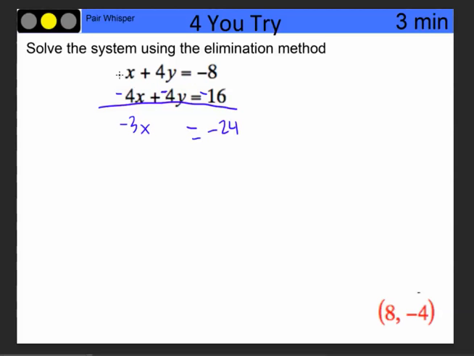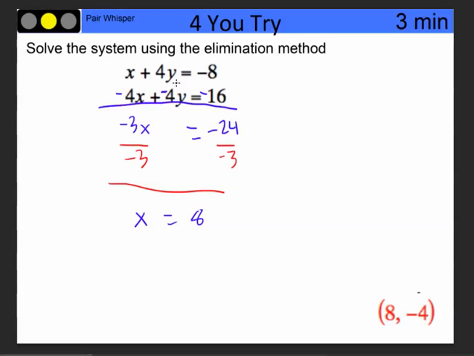So actually, I probably should have made all these other ones negative on the top, because then I would have ended up with positive 3x, which would have been a little bit easier. Alright, so now we're going to divide by -3, divide by -3, and x equals +8, just like our solution said it should.